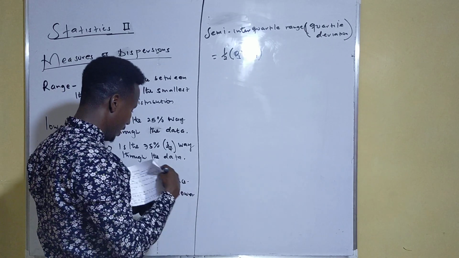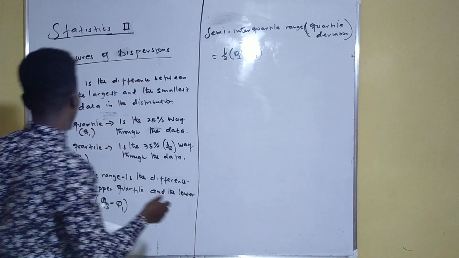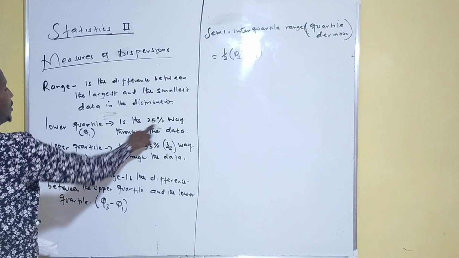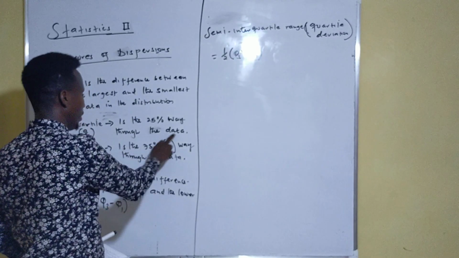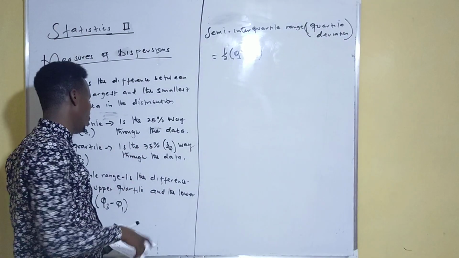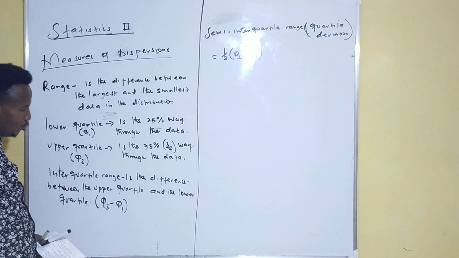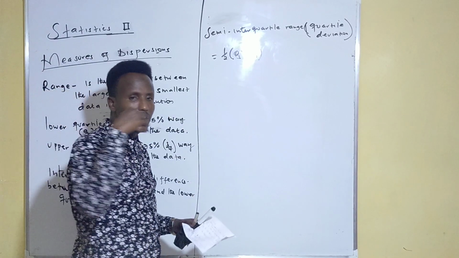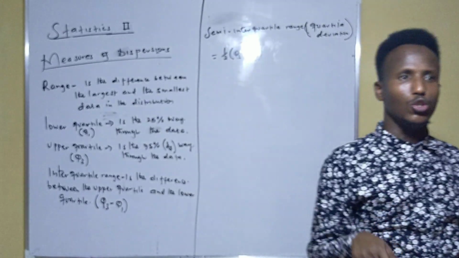For your information, let's see an example involving calculations so you understand better. I hope you're with me. Remember, range is the difference between the largest and the smallest data in the distribution. Lower quartile, denoted as Q1, is the 25%, or a quarter, way through the data. 25% written in fraction form is 25 out of 100, right from primary. Then we have the upper quartile, denoted as Q3, which is 75% or 3/4 in fraction form way through the data. Then the interquartile range means the range in between the two quartiles, the difference between the upper quartile and the lower quartile, that is Q3 minus Q1. Then we have the semi-interquartile range, also known as quartile deviation, which is half of the interquartile range, half into Q3 minus Q1.